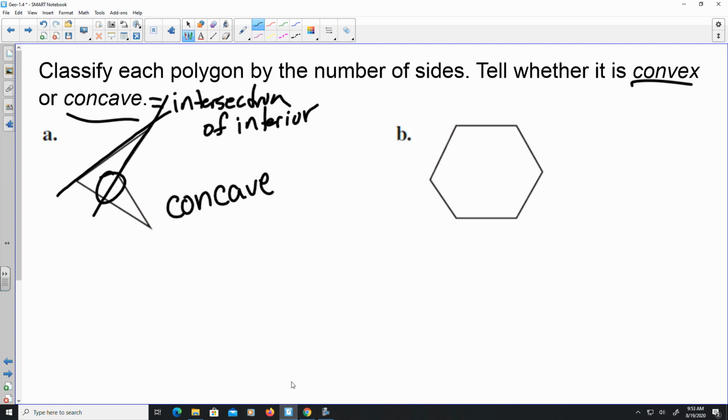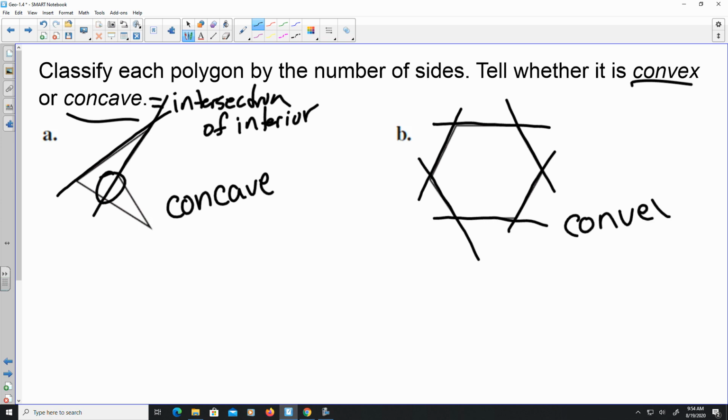Looking at B, nothing intersects the interior here, or here, or here, or here. So it didn't intersect the interior at any point that I drew it over those sides. This would be an example of a convex polygon.